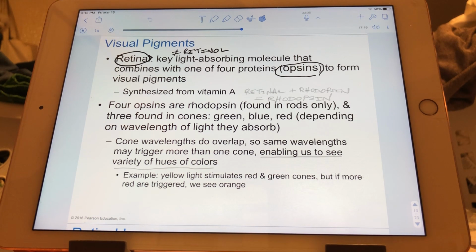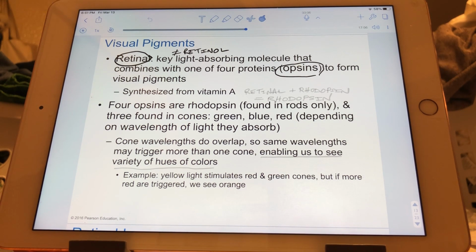Opsins are, I guess you could say, the component that conveys color, okay? Retinol is derived from or synthesized from vitamin A, so no wonder we want to store vitamin A in that pigmented layer of the retina, okay? Again, there are 4 different opsins, right? The opsin that's found in rods, in the outer segment of rods, is called rhodopsin.